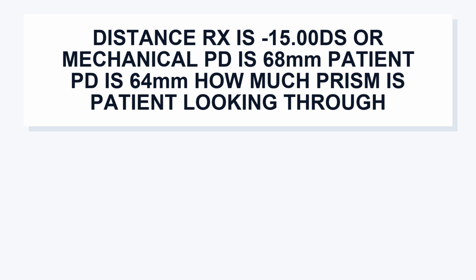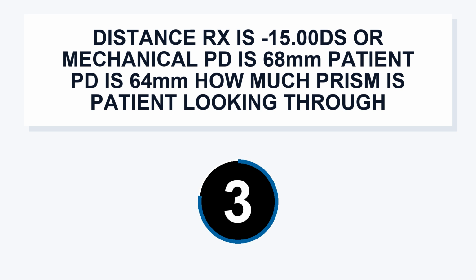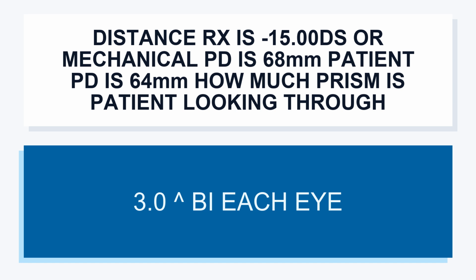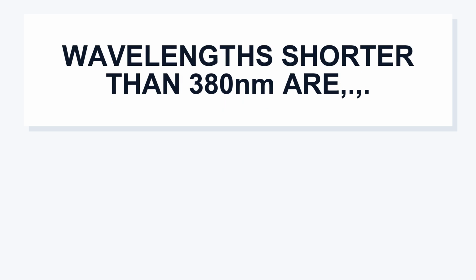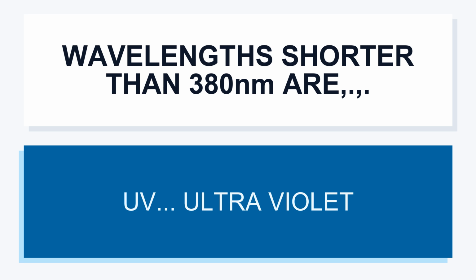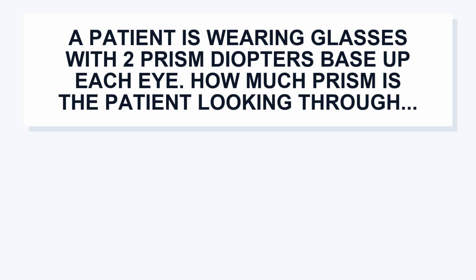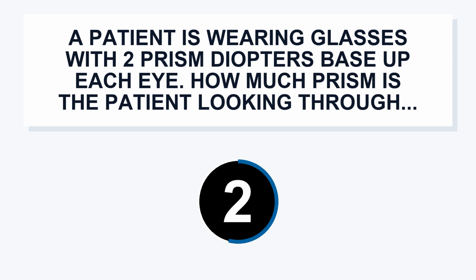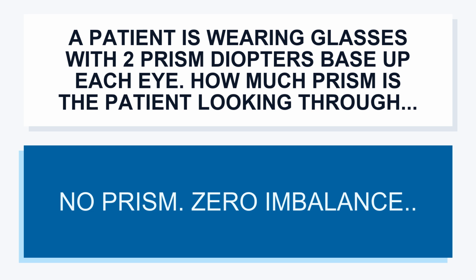How much prism is the patient looking through? 3.0 prism diopters base in, each eye. Wavelengths shorter than 380 nanometers are UV, ultraviolet. A patient is wearing glasses with two prism diopters base up each eye. How much prism is the patient looking through? No prism, zero imbalance.